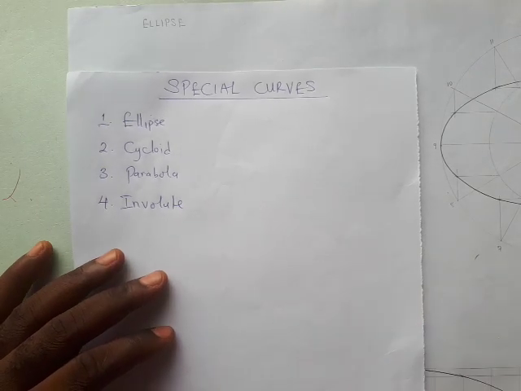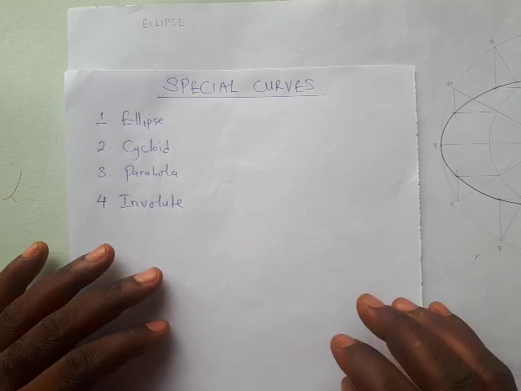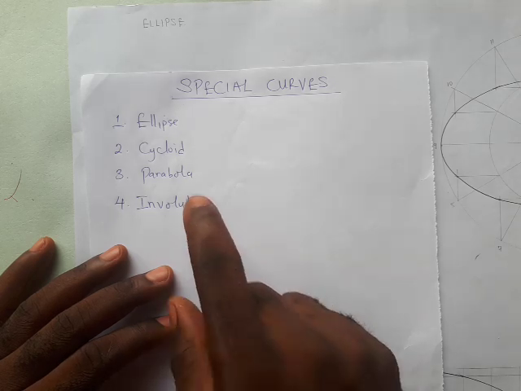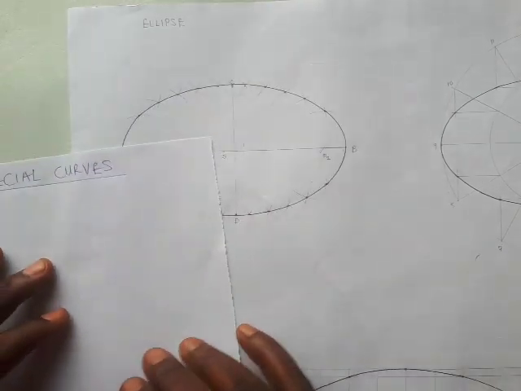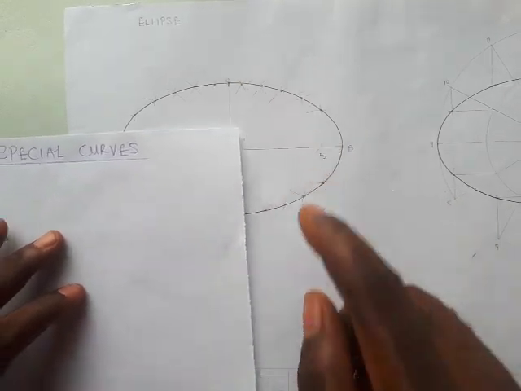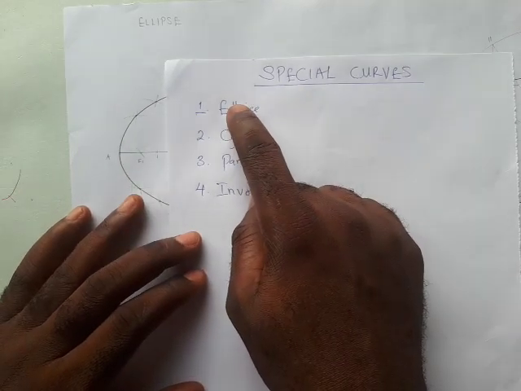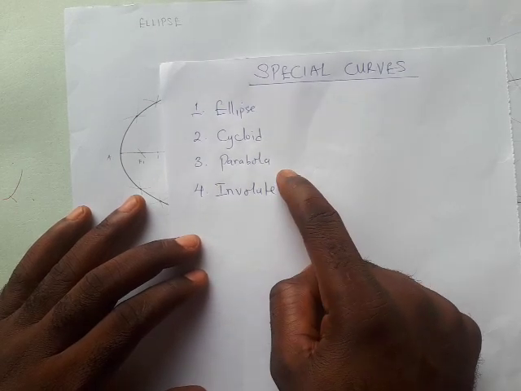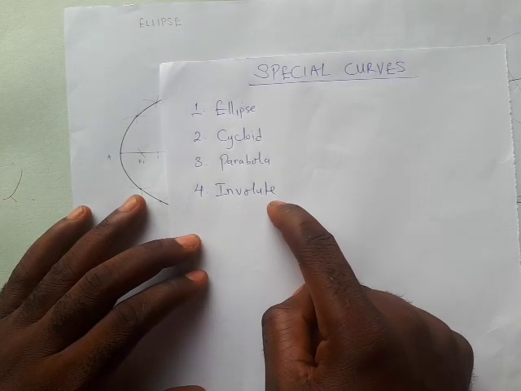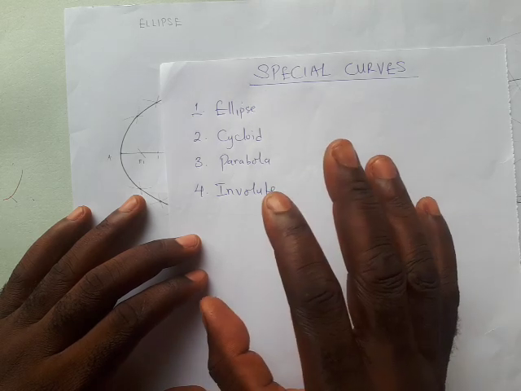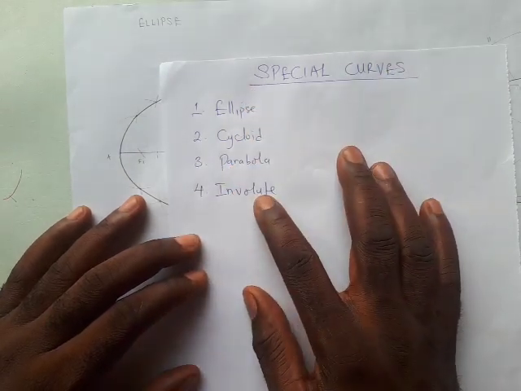My name is Fred. So real quick, today we're going to be looking at how to construct a normal and a tangent to the following special curves. We're going to be learning how to construct a tangent to an ellipse. We're also going to look at cycloid, parabola, and involute. So this video is going to focus mainly on how to construct a normal and a tangent to all of these special curves.